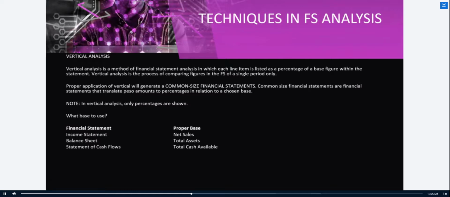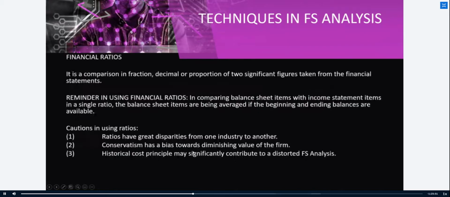So, what are the bases to use? If it's an income statement, of course, the base is the net sales. If it's the balance sheet, the base would be your total assets. Meaning net sales is equivalent to 100% here. Also, total assets is equivalent to 100%. Now, if you're going to do a vertical analysis of your statement of cash flows, the total cash available would be your proper base. And so that means your total cash available is equivalent to 100%.